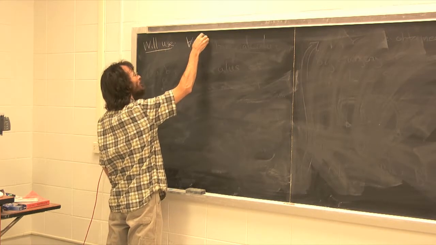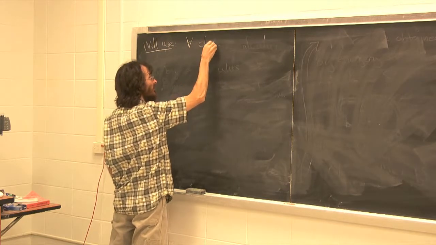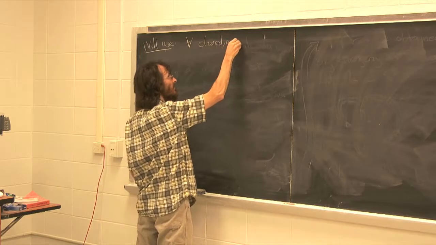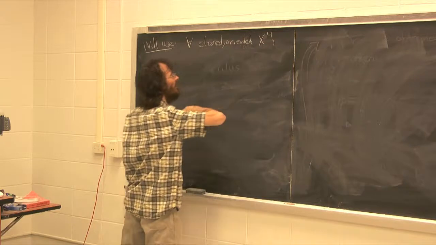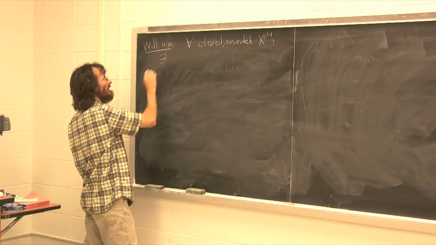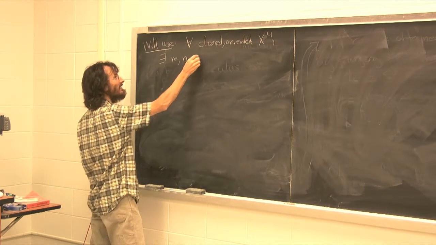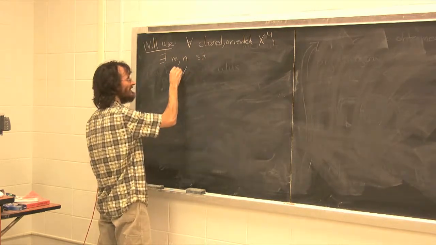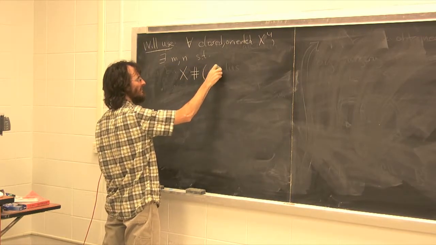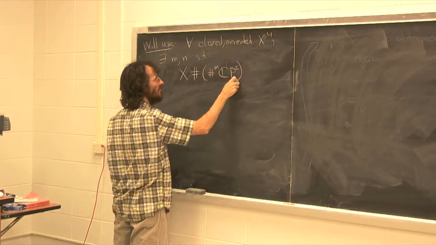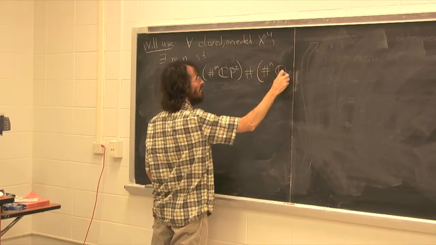for any closed oriented 4-manifold X, I mentioned this last time, though I said it differently, there exists some integers m and n such that if you take X, connected sum with the connected sum of m CP2s, and then you also connect sum onto it the connected sum of n CP2 bars.